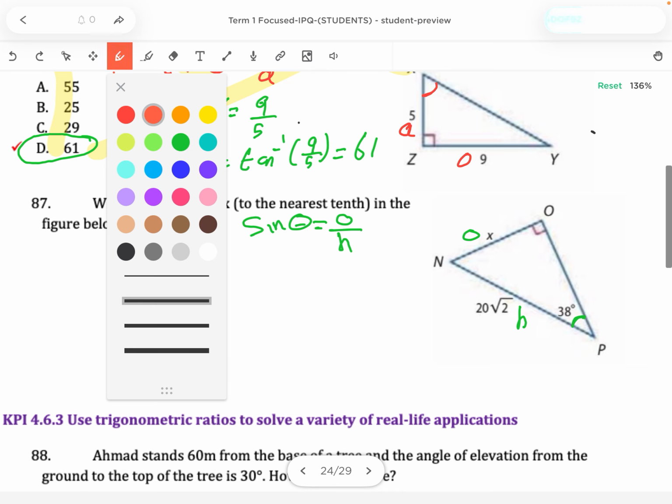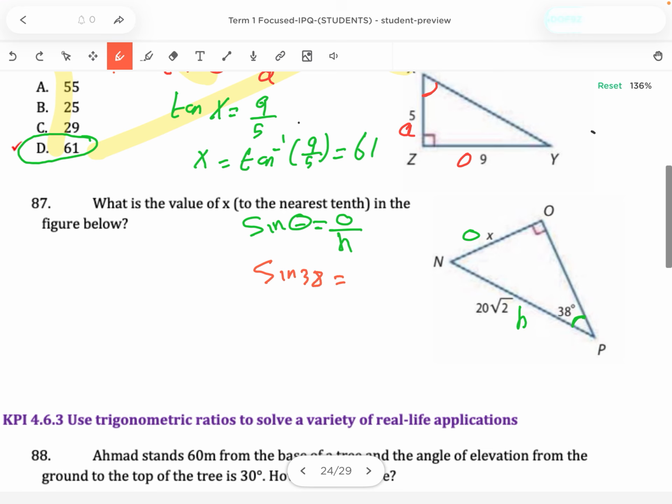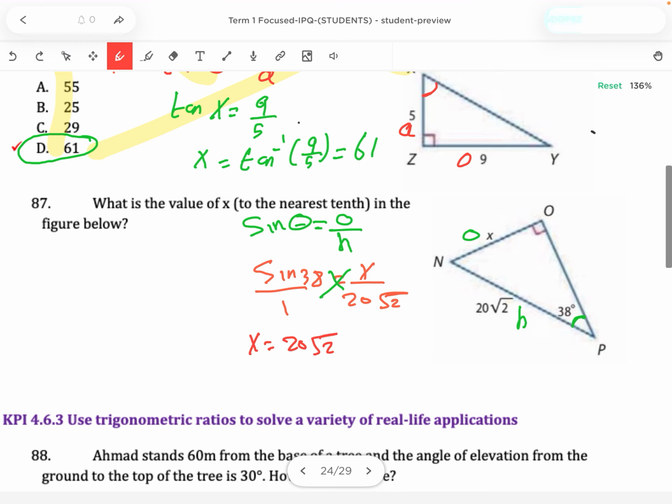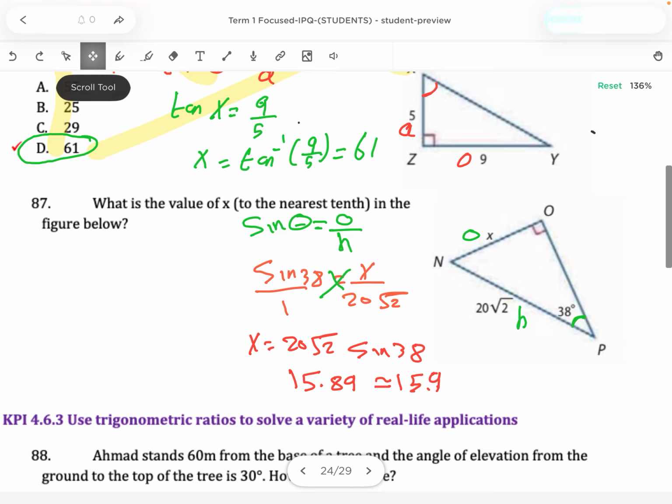Now let us replace sine 38 equals x over 20 radical 2, put it over 1, cross multiply, or butterfly, whatever you call it. So x will be 20 radical 2 sine 38, and the answer is 15.89, يعني 15.9. maybe طلع معانا 16 في الكلاس، نسيت والله، بس عادي it doesn't matter.